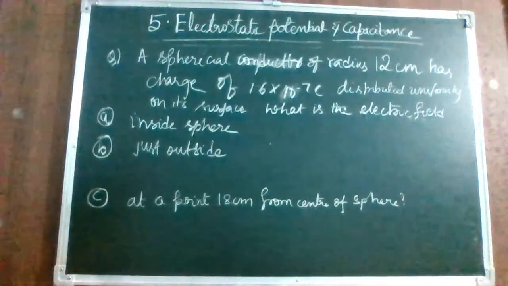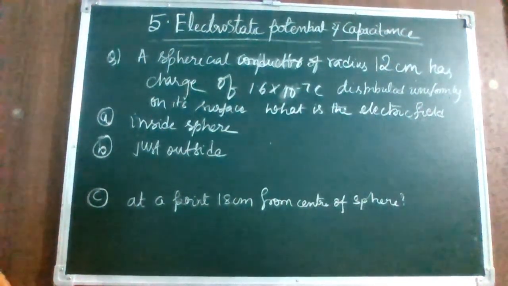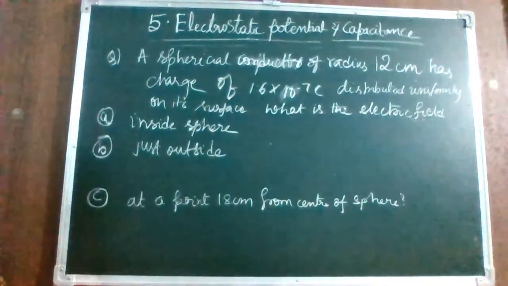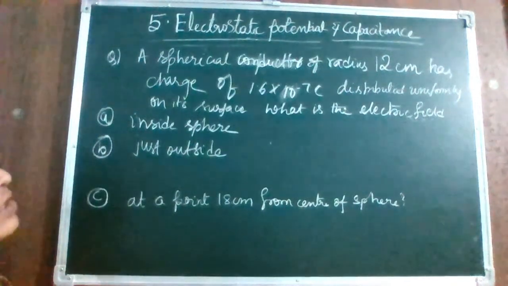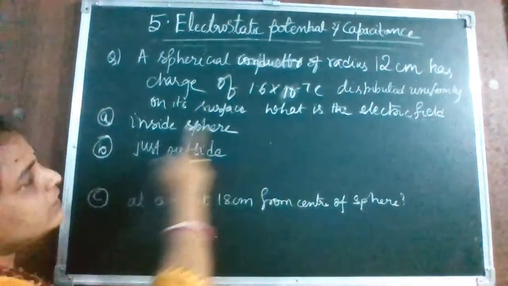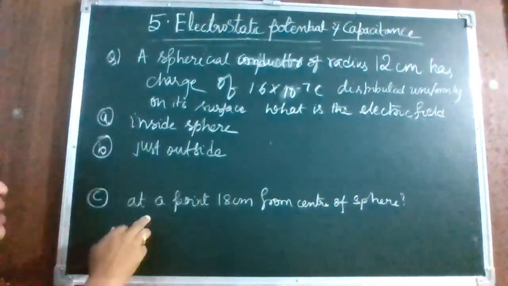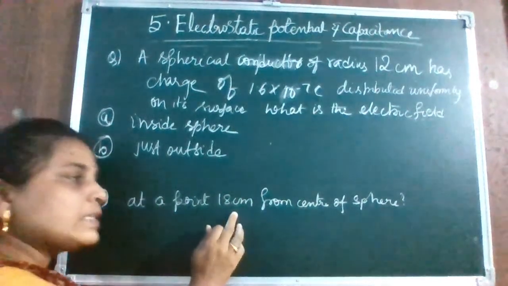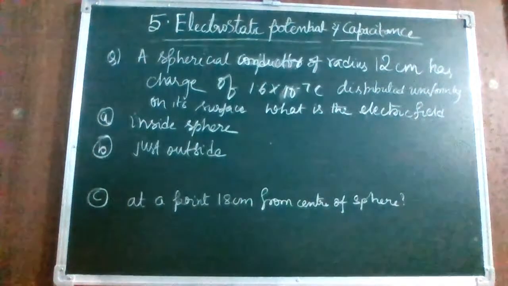The next question is: a spherical conductor of radius 12 cm has a charge of 1.6 into 10 to the power of minus 7 coulombs distributed uniformly on its surface. He has asked 3 questions. What is the electric field inside the sphere, just outside the sphere, and at a point 18 cm from the center of the sphere?